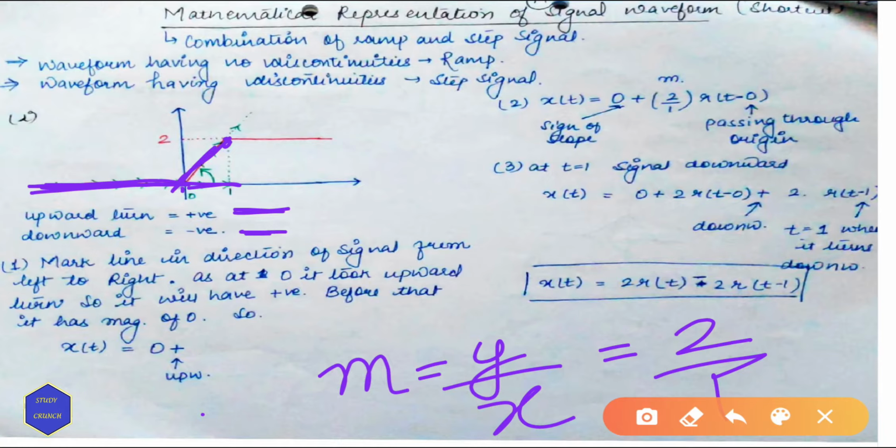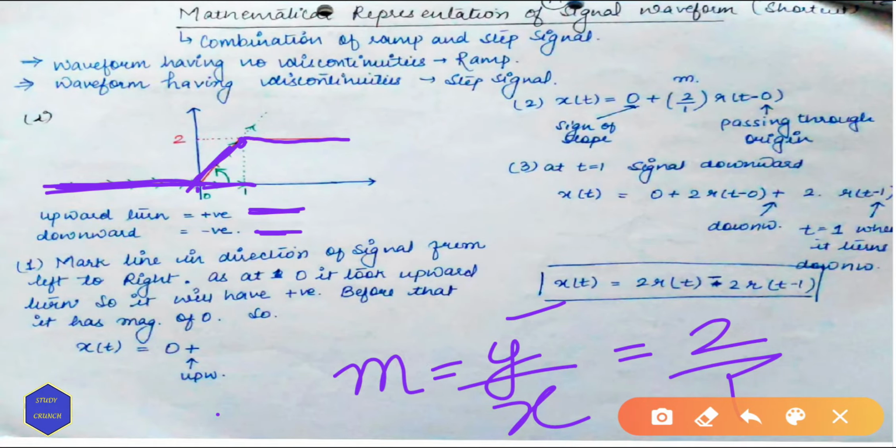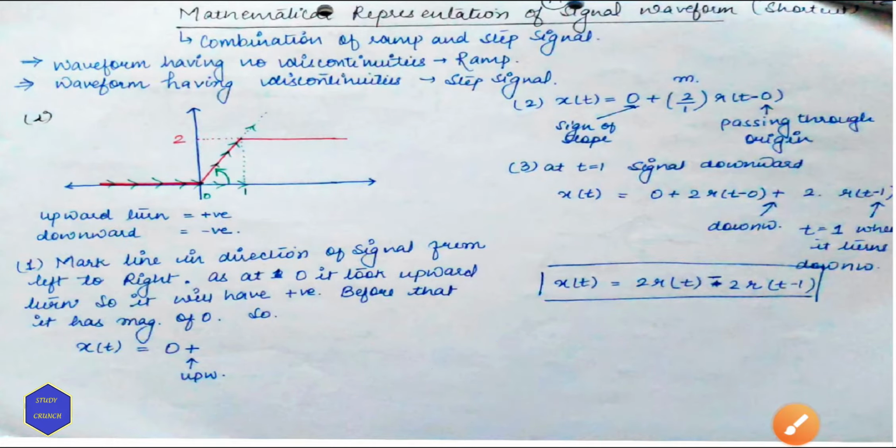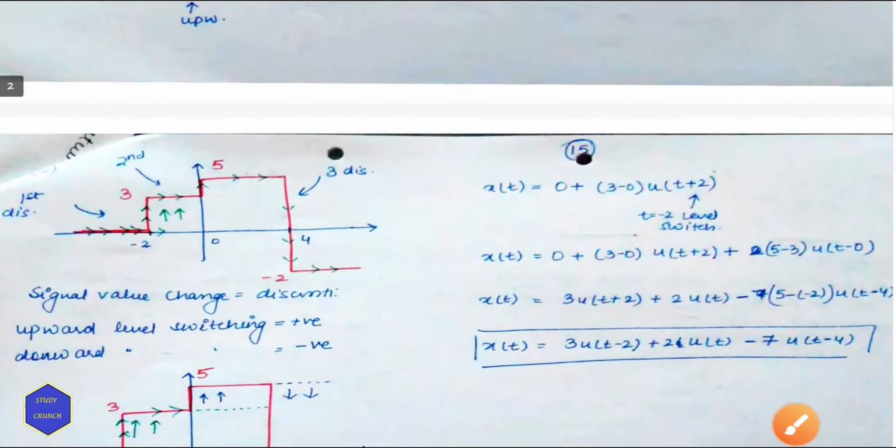So at t is equal to 1, we have 2 into r of t minus 1 because it is a ramp signal and it is moving from t minus 1. Always remember we have to put t minus 1, that is negative in right direction, that is RHS, and t plus 1 in the LHS. So the equation becomes 2r(t), that is t minus 0, so it is t, minus 2r(t minus 1). So this is the final equation for this waveform. Let's move on to next.